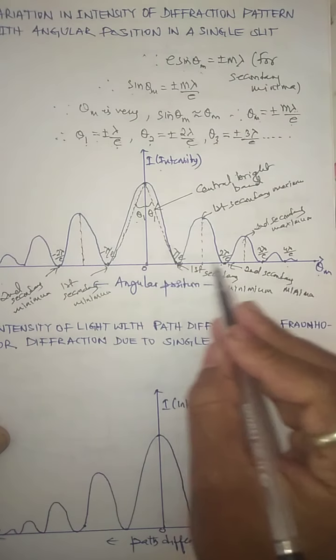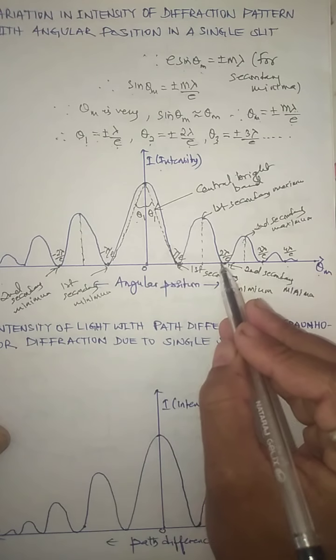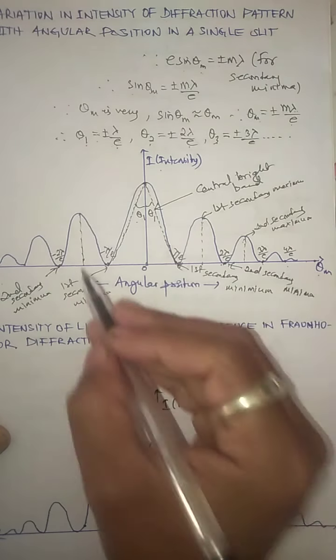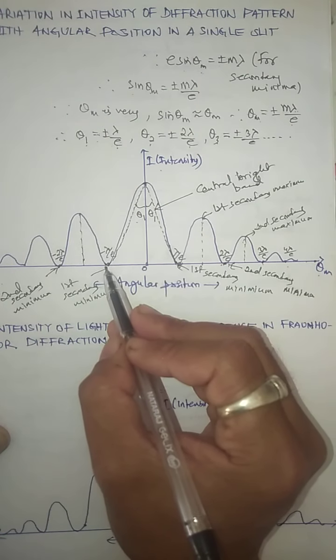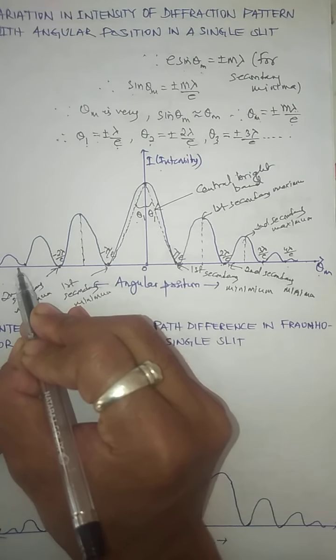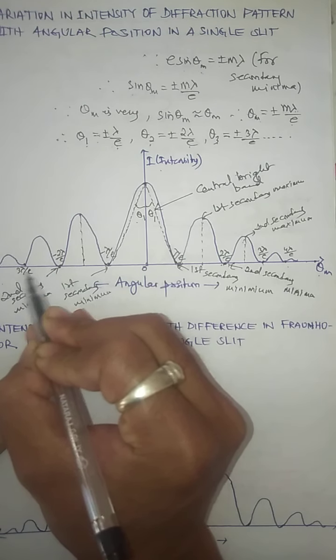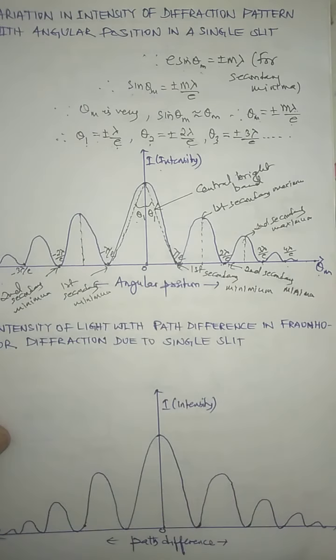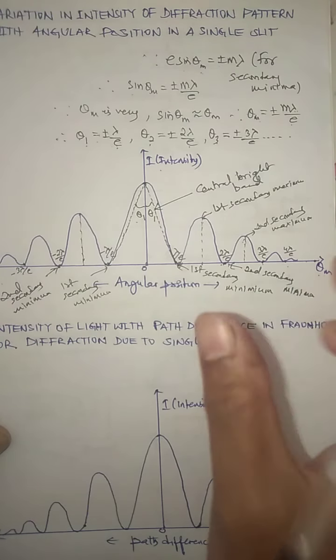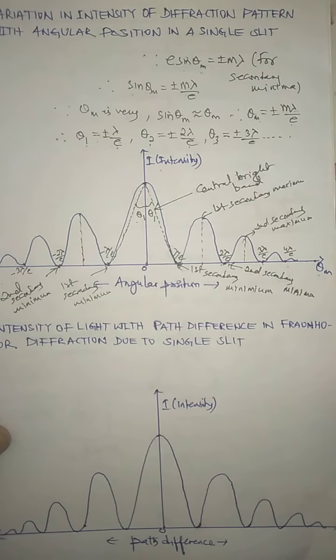So we can see all the minima like this: first secondary minimum, second secondary minimum, third secondary minimum, fourth secondary minimum, and it goes on. On the left hand side also, it will be first, second, third secondary minimum, given by 3 lambda by e with a minus sign, and goes on. So in this way, we can see the formation of the diffraction pattern with all secondary minima and maxima on both sides of the central maximum.